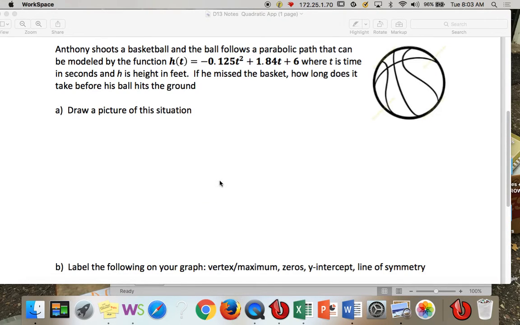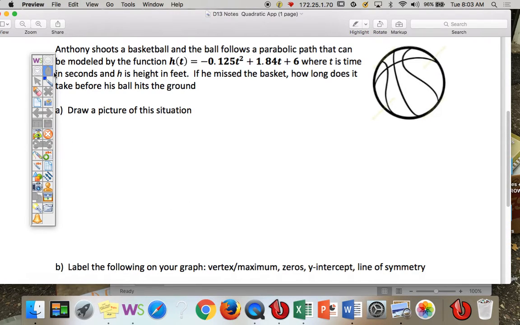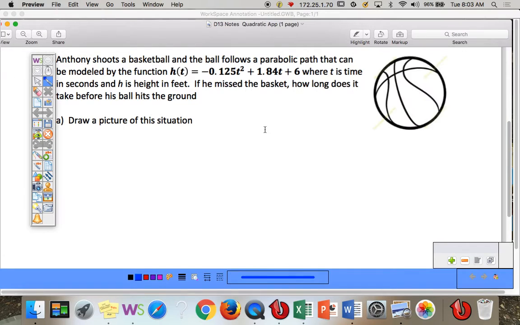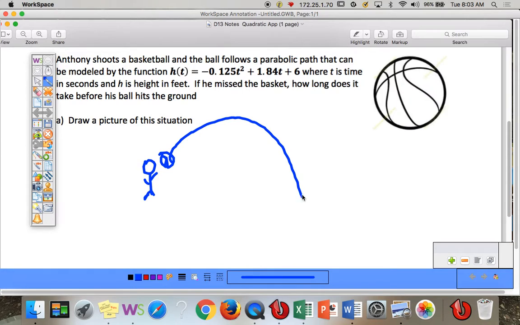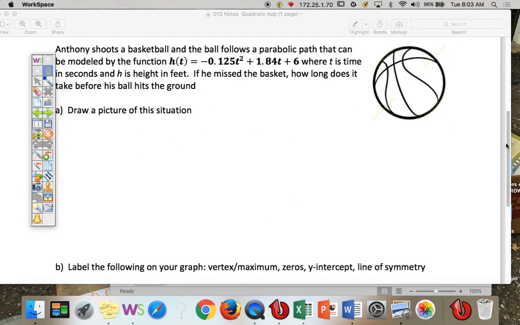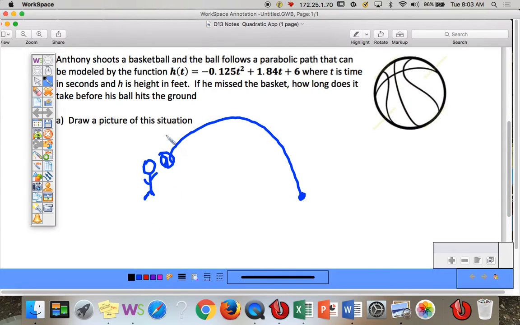So first let's draw a picture of the situation. So let's say right here he's taking a shot. Here's the basketball. It's going to go up and then it's going to go down. And we want to know how long it takes before it hits the ground. Label the following on your graph: vertex, min, max, zeros, y-intercept, line of symmetry. Okay, so let's draw this in.